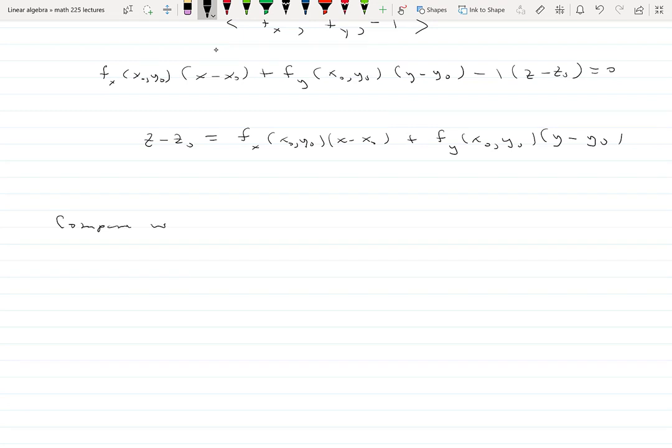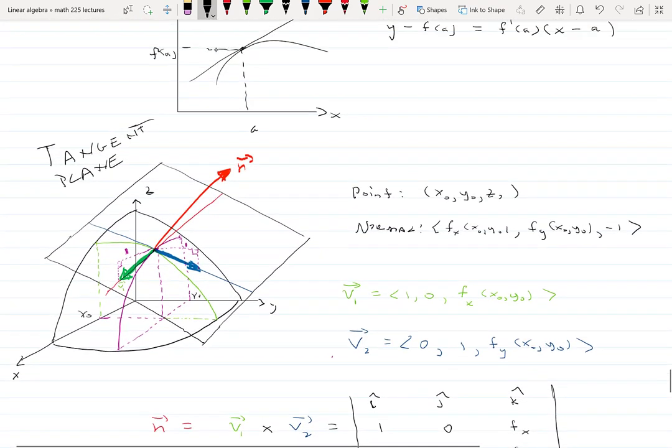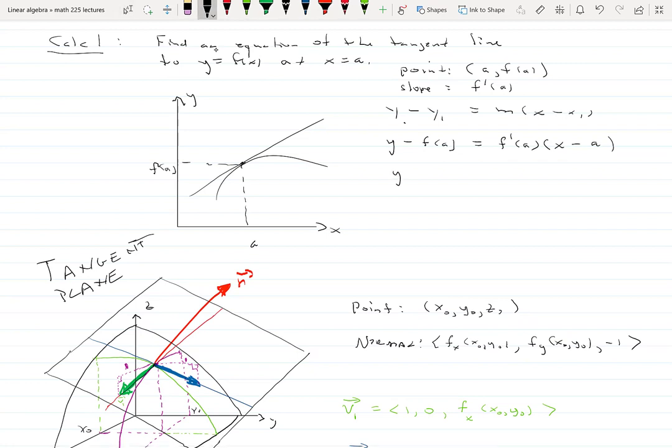Compare with the tangent line from Calc 1. The tangent line in Calc 1 went y equals f prime of a, which I can call x naught, times x minus x naught, and it was like y minus y naught. If you remember, up above I did the Calc 1 analogy, you could also write it as y minus y naught equals f prime of x naught times x minus x naught, if you want to use the notation x naught and y naught.